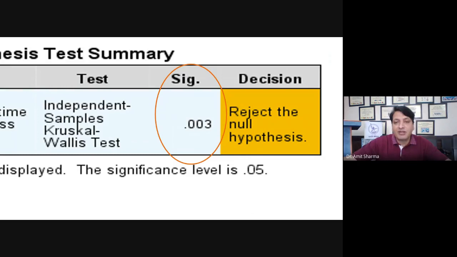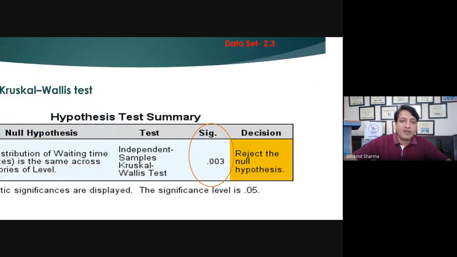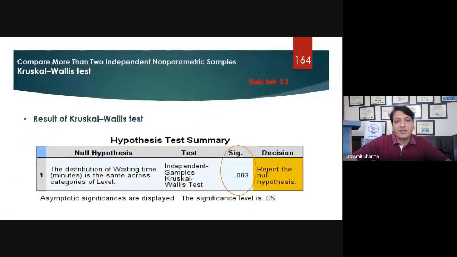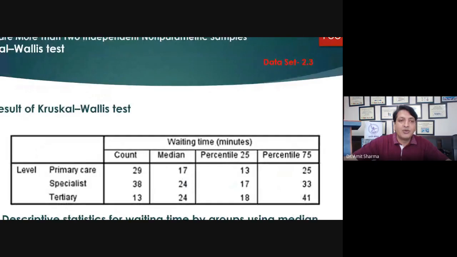So here we are getting 0.05, and here we got the p value 0.003, which is very less than 0.05. So we can say that our test is passed, and we are able to reject the null hypothesis. Null hypothesis was suggesting that there is no difference in the median waiting time of all the 3 units of the hospital. Clear?